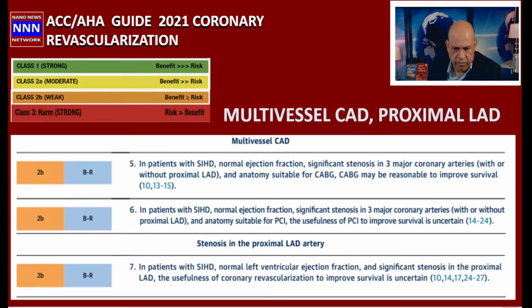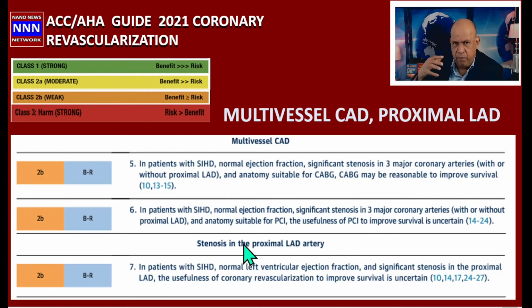Let us proceed here. Multivessel CAD, proximal LAD. Again, these are all 2B indications. 2B is moderate, 2B is weak evidence. So you can just look through these because they are going to be important if you are having a patient with a similar presentation, someone who has multivessel CAD and someone whose anatomy is suitable for coronary bypass surgery, then you may consider them for bypass surgery.